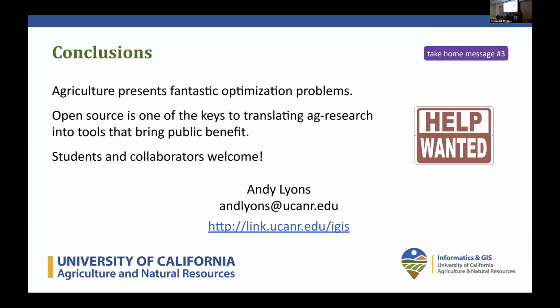And just kind of finish up with the conclusion, which is that agriculture is a fantastic, interesting, fascinating system to try to optimize. There's lots of pieces to the puzzle. Open source definitely has a role to play in translating decades and decades of research into useful tools that actually bring public benefit. So if you have students out there looking for projects, or would like to get more engaged in this, please send them my way.